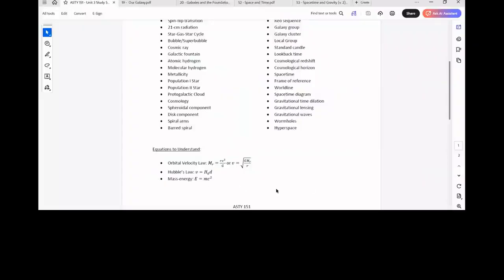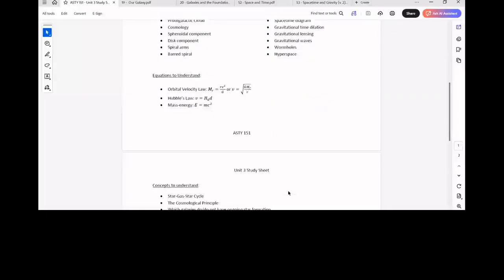The last equation in this list is one that we first encountered in Unit 1. It's the mass energy equation, where this is a subset of potential energy. This says that E is equal to mc squared, where c is the speed of light, m is mass, and then E is the energy content that's inherent in that mass.